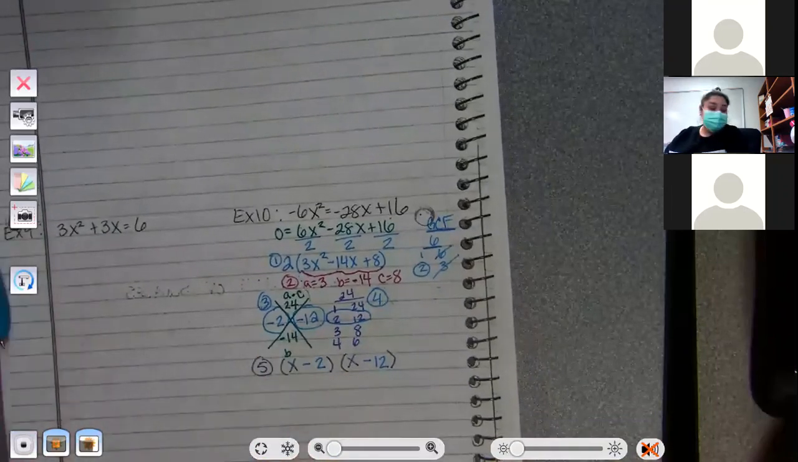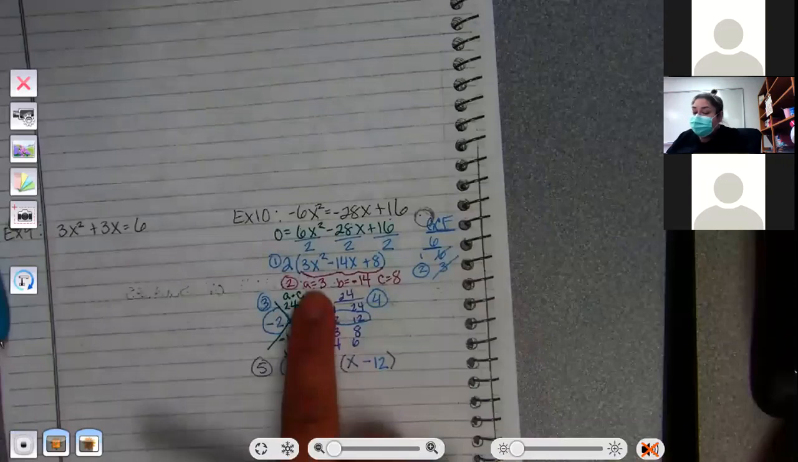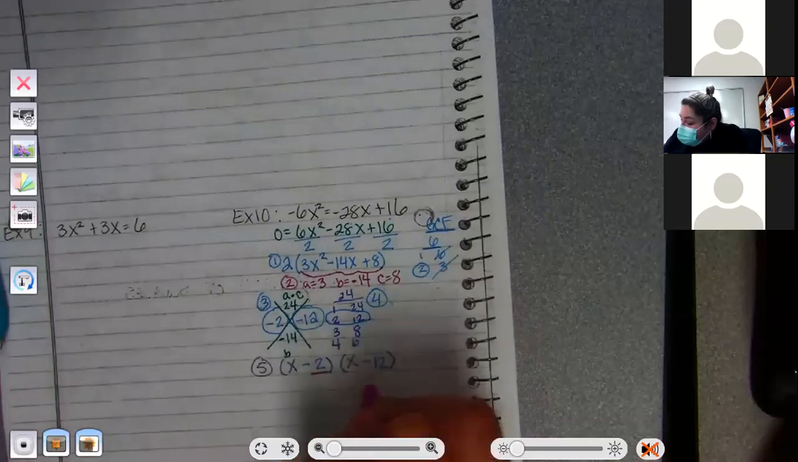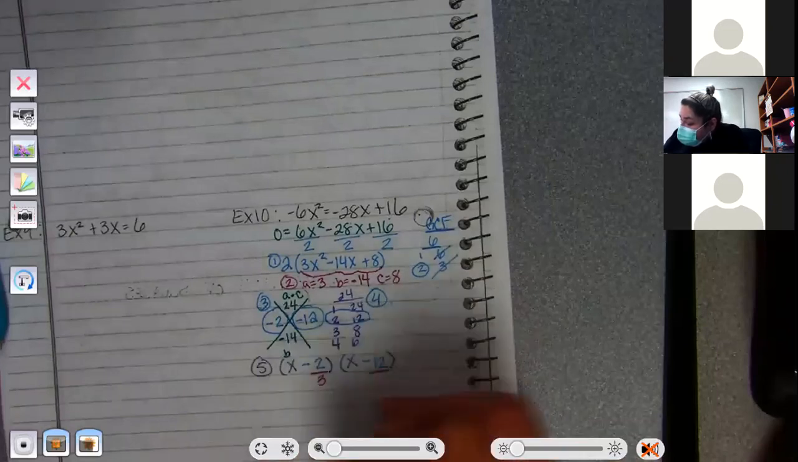So step 6, okay, divide numbers by A. Well, what was my A? A was up here at the very beginning, which was 3, right? So that means that both of these, I'm going to put a division symbol and I'm going to divide by 3.